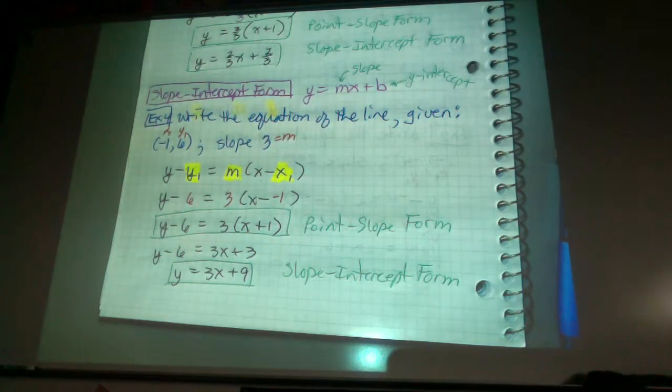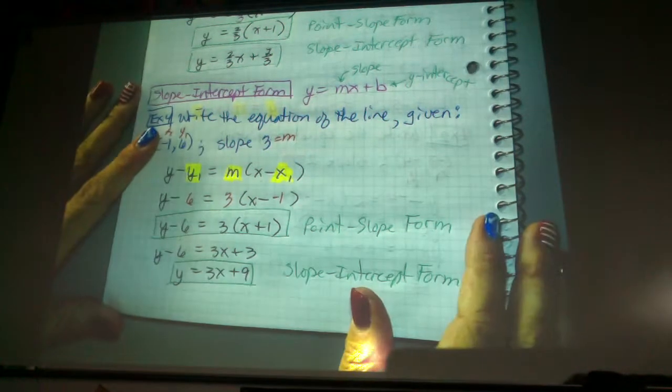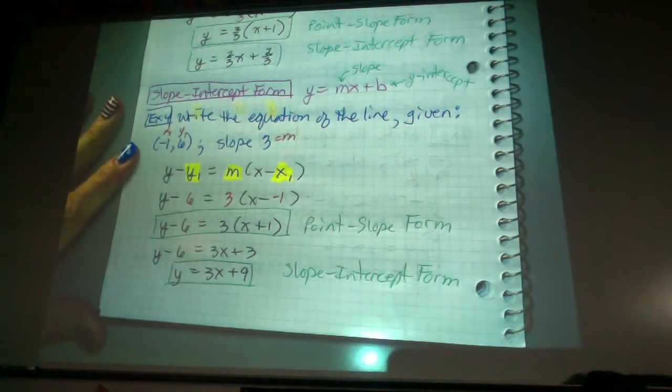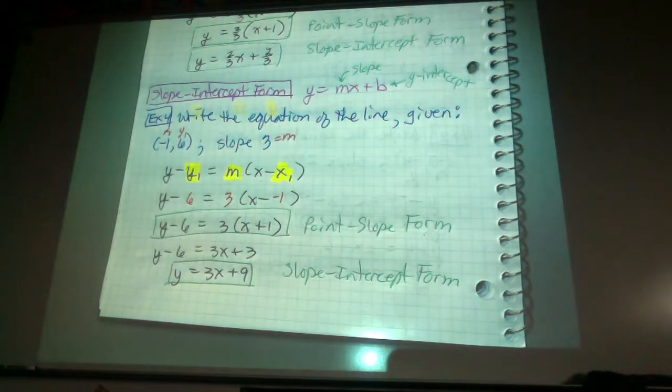You good with that? Now you could have used slope intercept form from the beginning, it's just different. And as I said, I have more students making errors with that than point slope form. Okay, the last thing we're going to do is using your calculator to graph with.